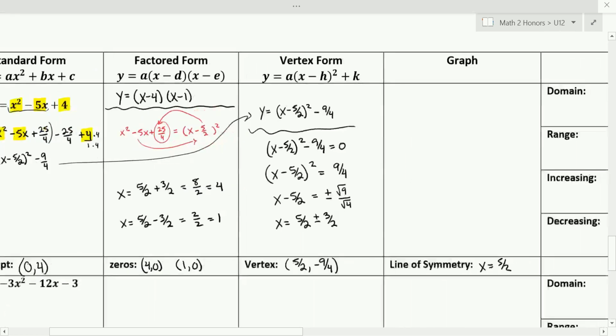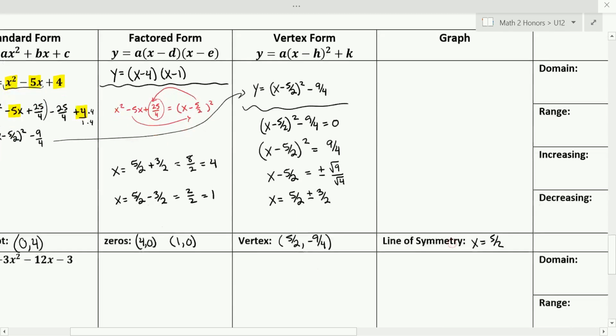All right, we've got everything we need to graph this. 5 over 2, just to remember, that's 2.5. Negative 9 over 4 is going to be negative 2.25.